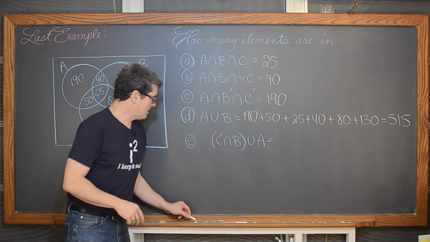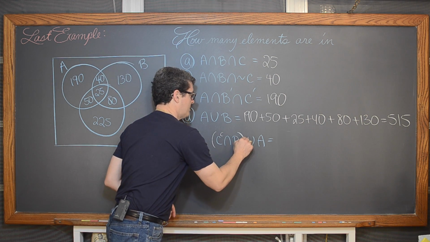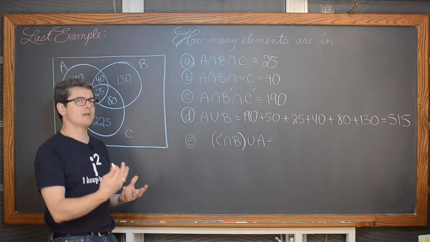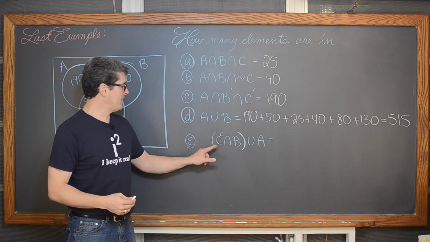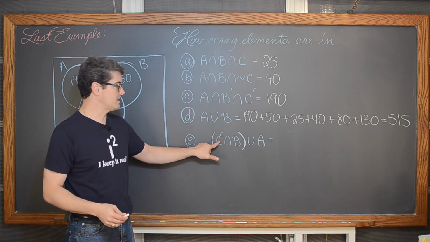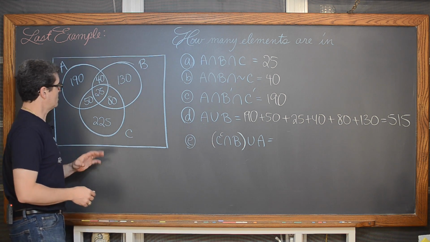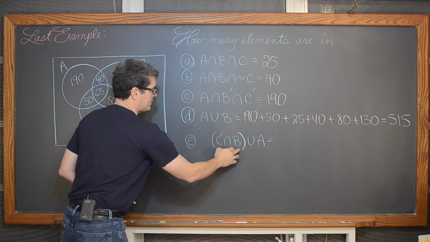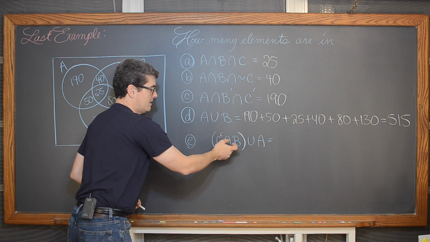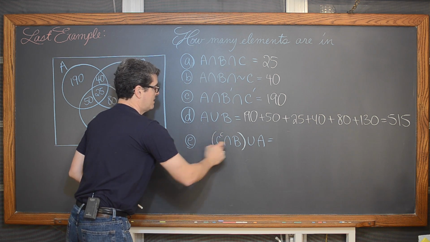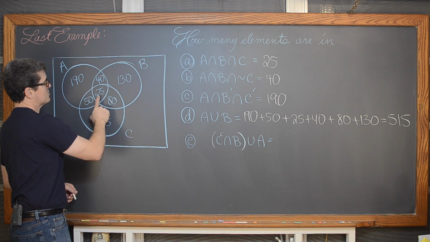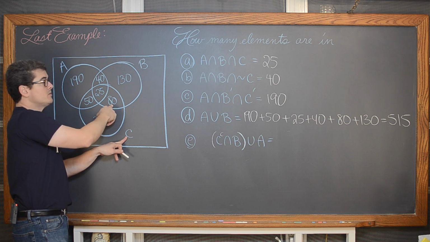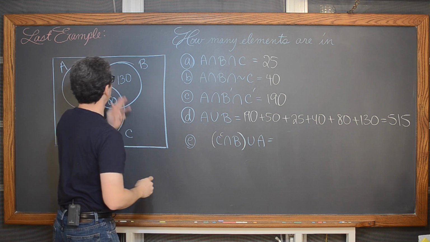Now finally, we have a little bit more complicated of a problem. We have some parentheses, and please excuse my dear Aunt Sally, you got to do those parentheses first. How many elements are not in C and B? Okay, so I don't want C at all, but I need to include the number of elements that are in B, the intersection of not C and B. Well, this is B, but 25 and 80 are in the circle representing set C, so I don't want to include those. So I'm looking at 40 and 130.